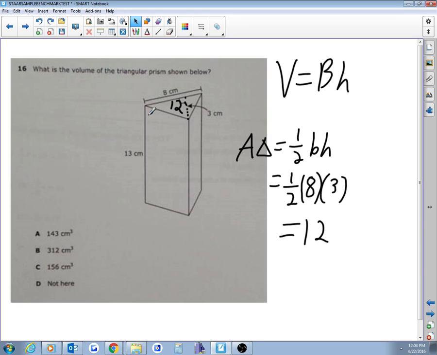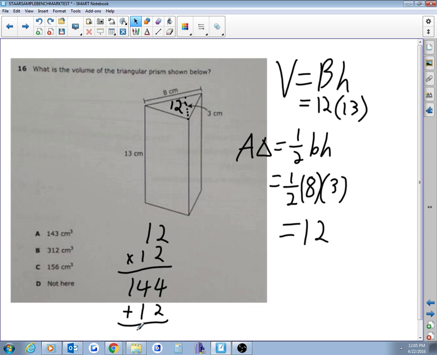The height is 13. So we've got 12 times 13. Volume equals 12, the area of the base, times 13, the height. We should have 12 times 12 memorized. 12 times 12 is 144. Plus another 12 will give us 12 times 13, which is 156. Or you could just do 13 times 12. The area of the base times the height gives us 156.